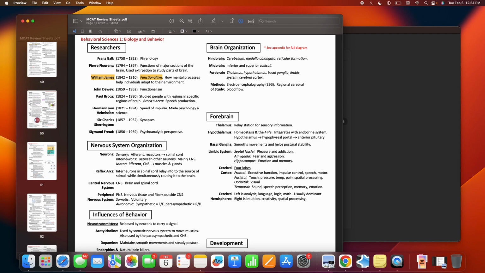We have Hermann von Helmholtz, and he studied the speed of impulse, made psychology a science. So this guy Helmholtz made psychology a science. Before that, it was not considered a science, surprisingly. And then we had Sir Charles Sherrington, who worked on synapses. And at the end, we have Sigmund Freud, who is the father of the psychoanalytic perspective.